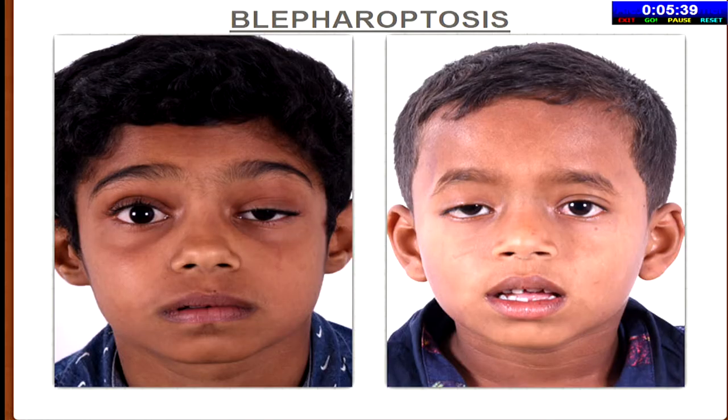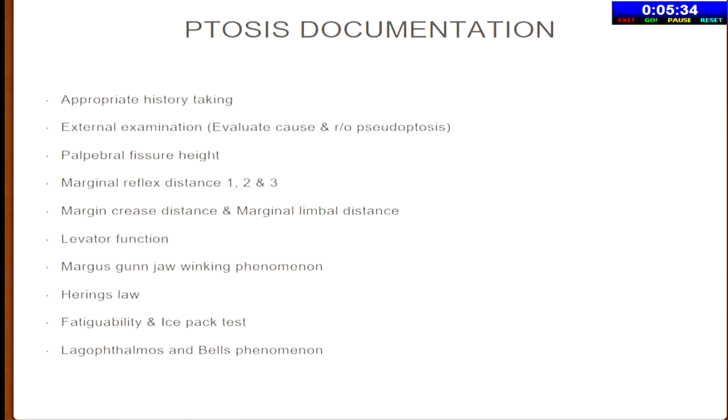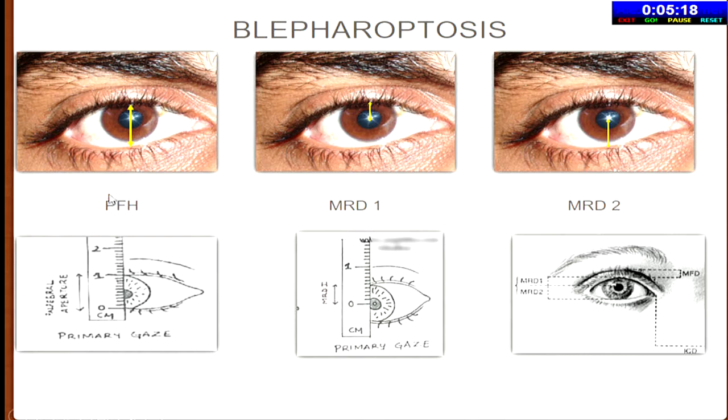And next, coming to ptosis documentation. Here appropriate history taking is very important. Always look for any external causes and first rule out pseudoptosis. Whenever a patient comes, rule out pseudoptosis and look for other examinations of ptosis per se, which I will be telling in detail now.